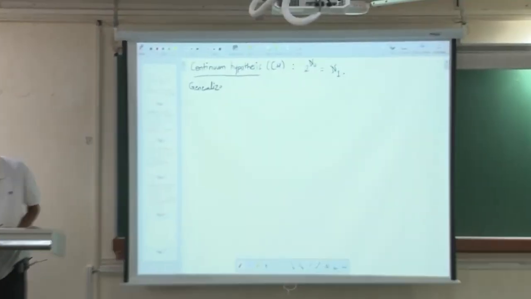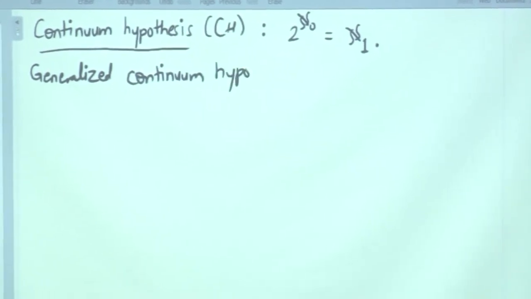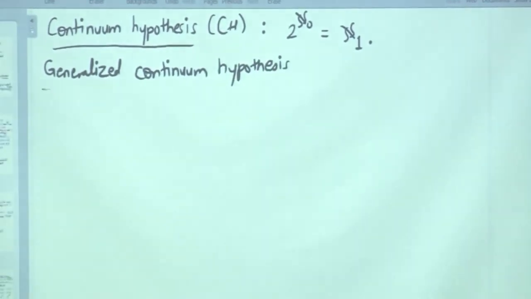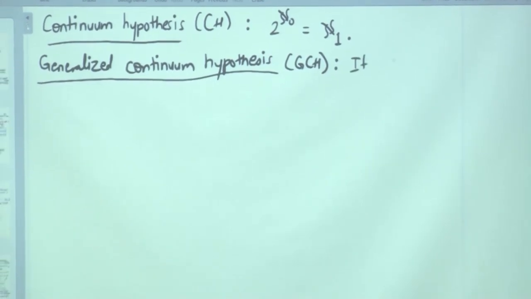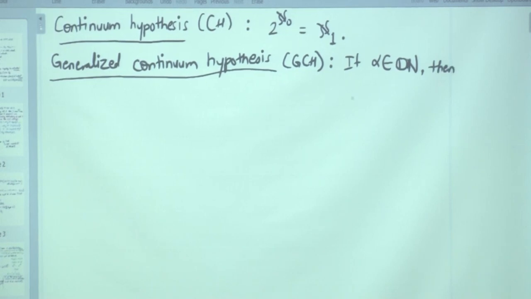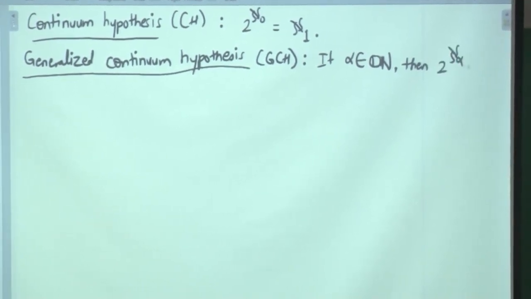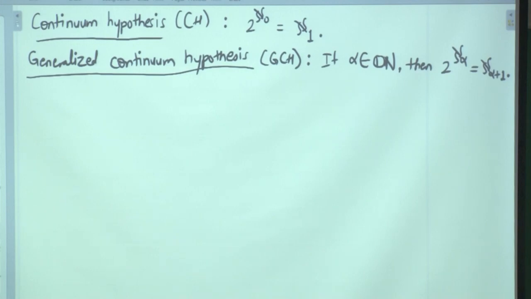And more generally, the generalized continuum hypothesis, called GCH, is actually a much stronger statement than the continuum hypothesis. It says that if alpha is an ordinal number, then 2 to the aleph alpha is equal to aleph alpha plus 1. So the power set of any infinite set is the immediate next cardinal number.